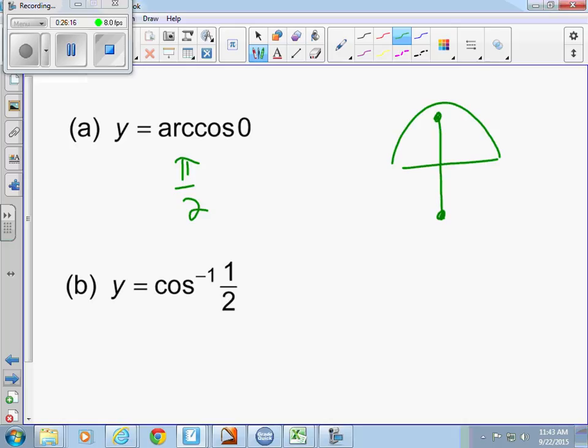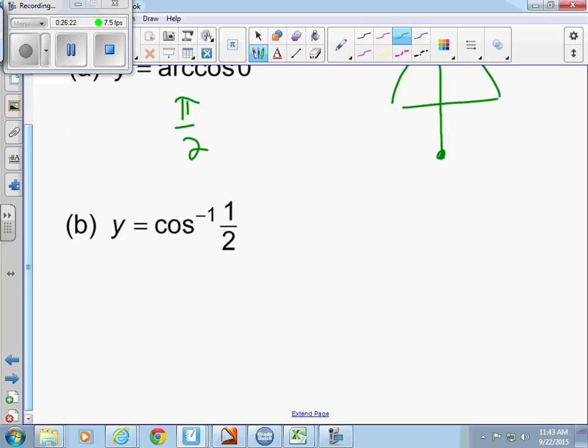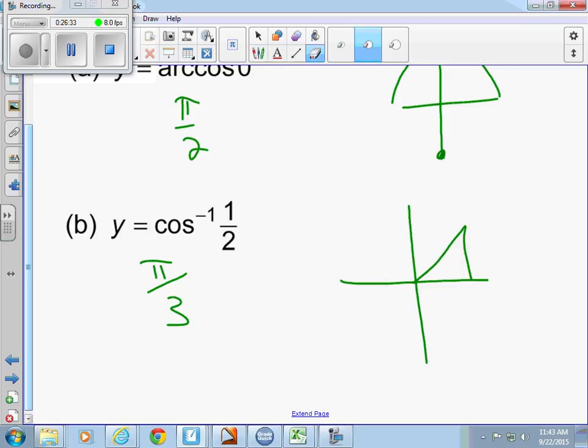Cosine inverse of a half, what did we get? Pi over what? 3. Right, that's our sine rule. It is a 1-2 radical 3 for you. Remember, on 45 it would have to be a square root of 2 over the hypotenuse or it would be a 45, 45. So this is a radical 3 here, so that's a 60-degree angle. Any questions about that one?